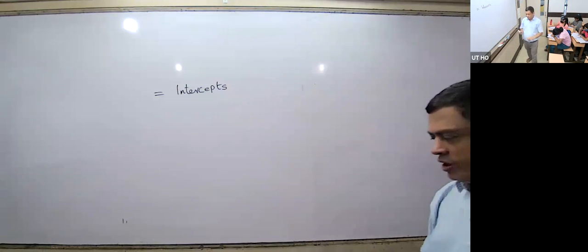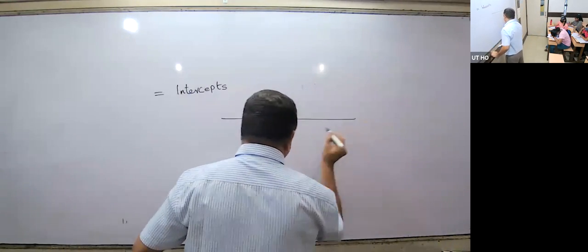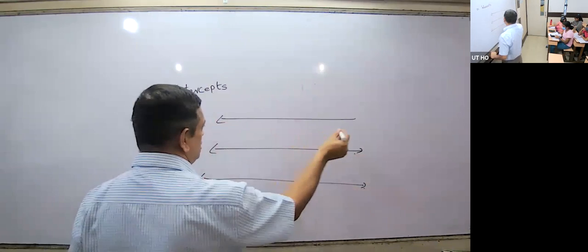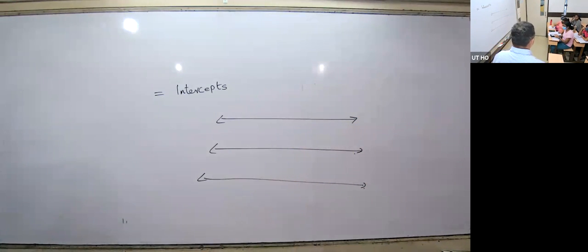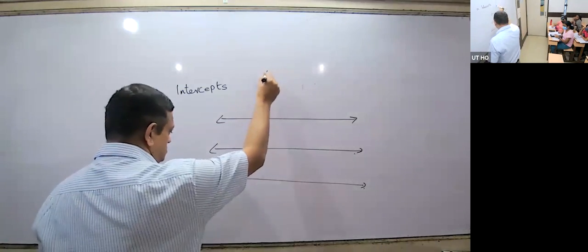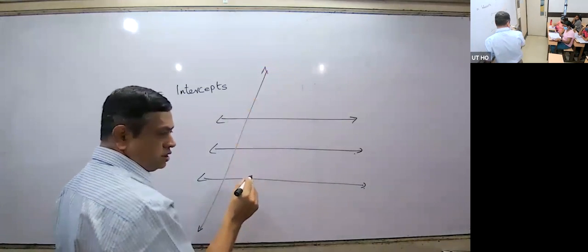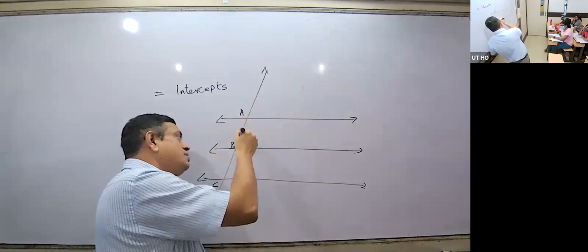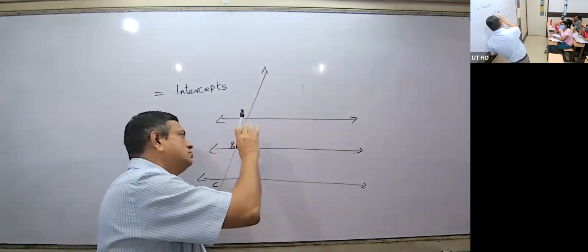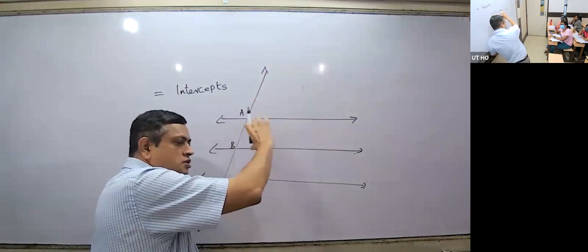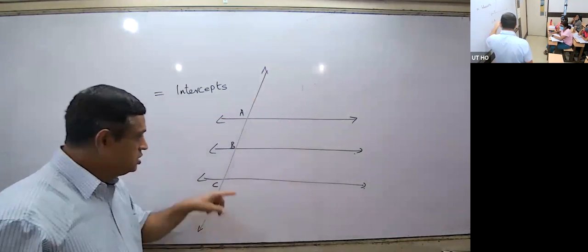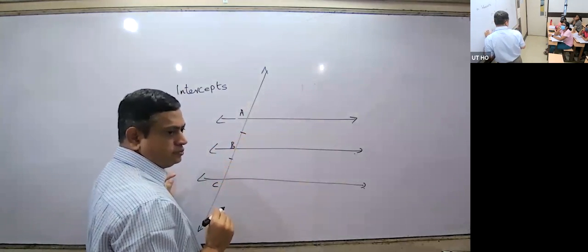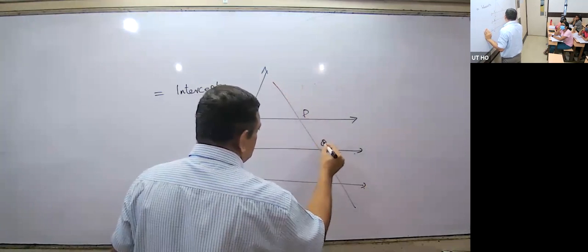Now listen. Most of you may not know the meaning of intercept. Once I explain what that is. These are three parallel lines. Listen here. AB and BC are the intercepts. This is the intercept formed by these two lines. BC is the intercept formed by these two lines. AC is the intercept formed by these last two lines. If these two are equal, then if I draw this one, PQ will be equal to QR.